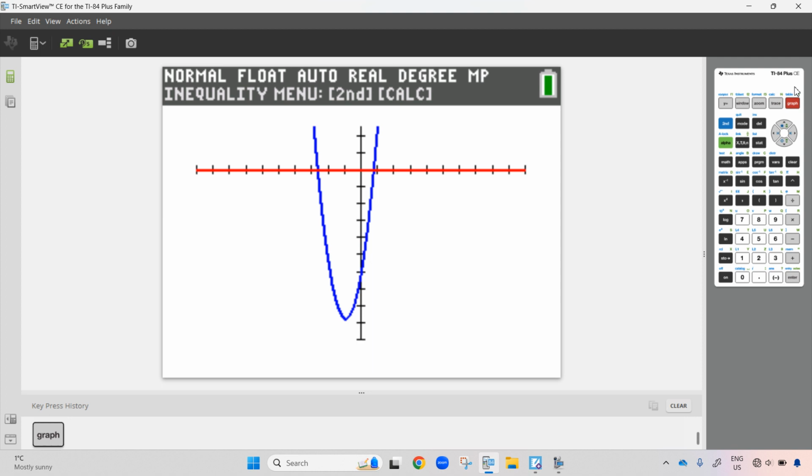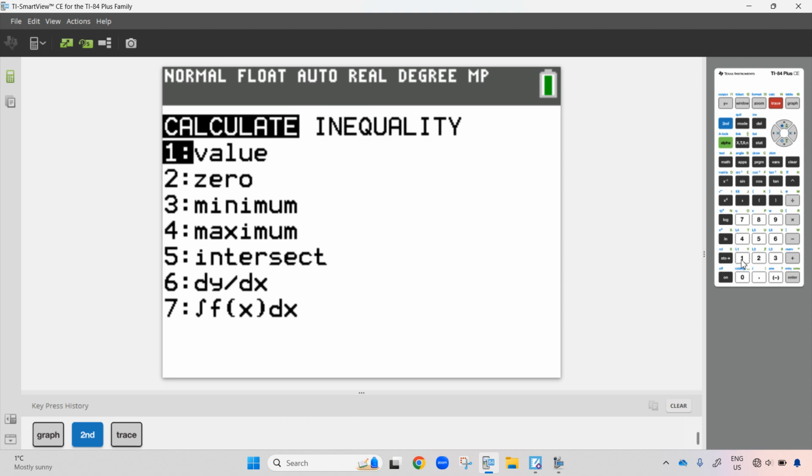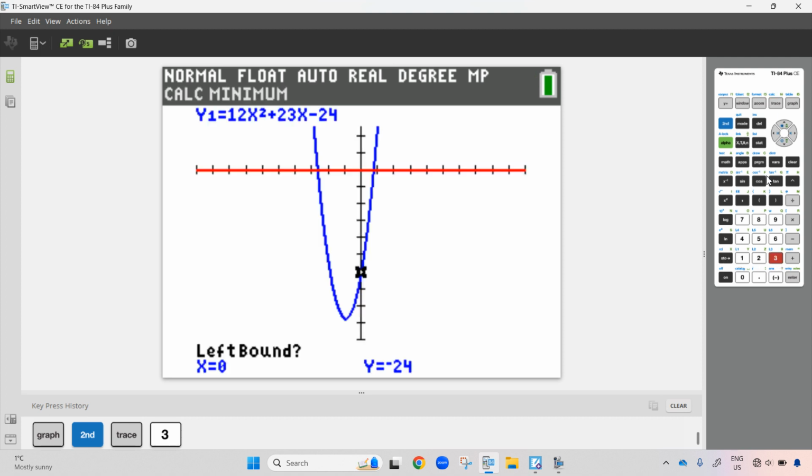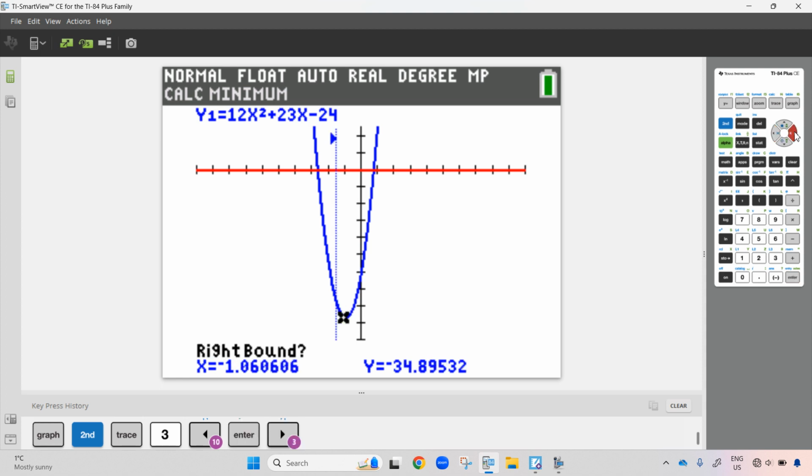So let's calculate the different parts. So let's do the vertex. Second trace. It's either going to be second trace or trace. This opens up and it has a minimum. So let's go around to the left side of the minimum. Press enter. Around to the right side of the minimum, press enter. Enter one more time, and there is my vertex. So I'll put that on my graph all together.